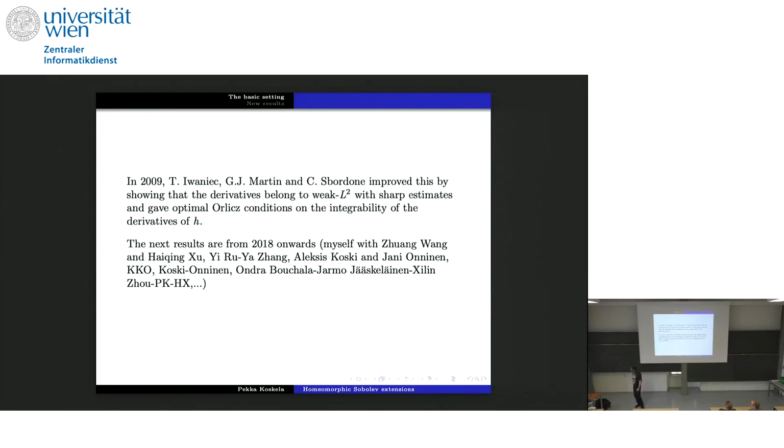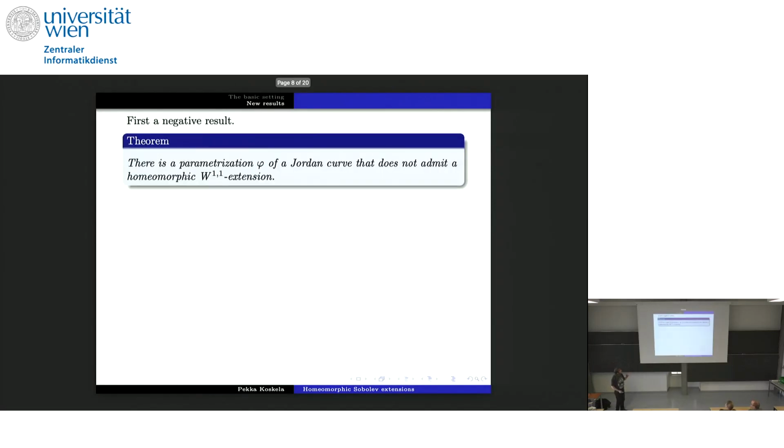So I have a homeomorphism from the unit circle into the plane, and I want to know when I can extend it nicely. And first comes the bad news. What I expected is false. There is a parametrization of a Jordan curve that does not admit a homeomorphic W11 extension to the disk. Okay? So I expected no such example to exist.